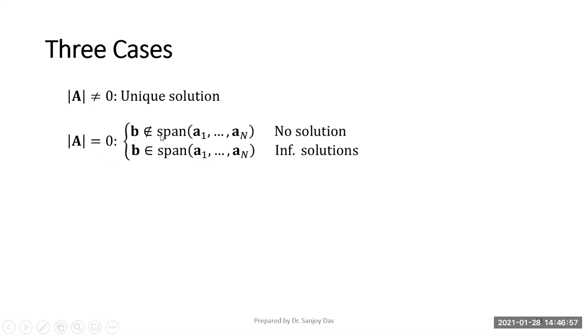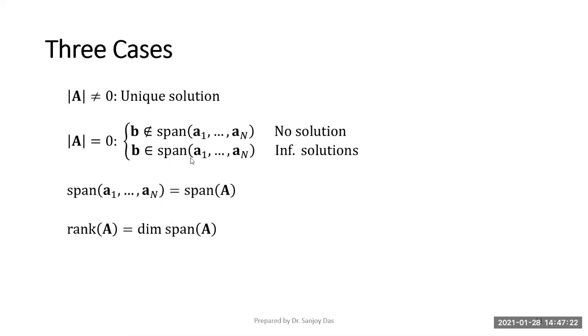If B does not belong to the span of the columns of A, then no solution. If B belongs to the span of the columns of A, then we have infinite solutions. And this is our notation. Span of A is shorthand for span of these columns, A1, A2, until AN.